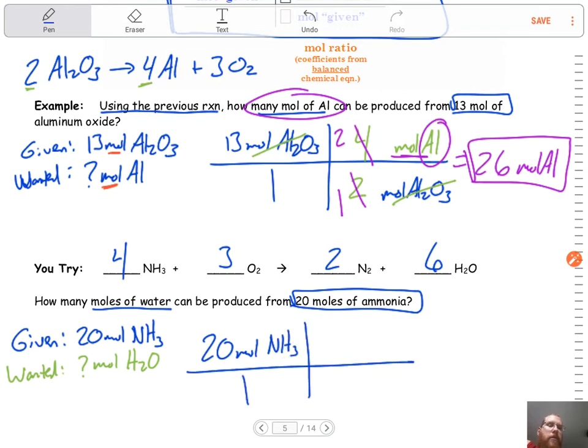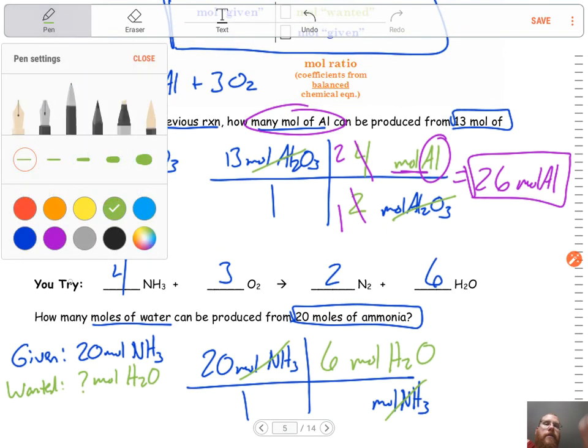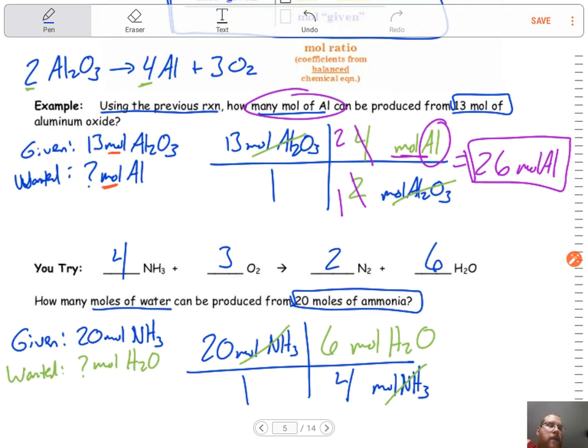One step problem going from substance to substance. So moles of NH3 will be on the bottom, and then the moles of my wanted will go on the top. In this case, it's water. So now I've got my units set up. I know I've set it up correctly because moles of NH3 and moles of NH3 have canceled out. So all I have left to do is figure out my numbers. Where do I get the numbers from for my moles of each? Oh yeah, I go to my balanced equation. So water, I had 6 moles of water, and I had 4 moles of ammonia.